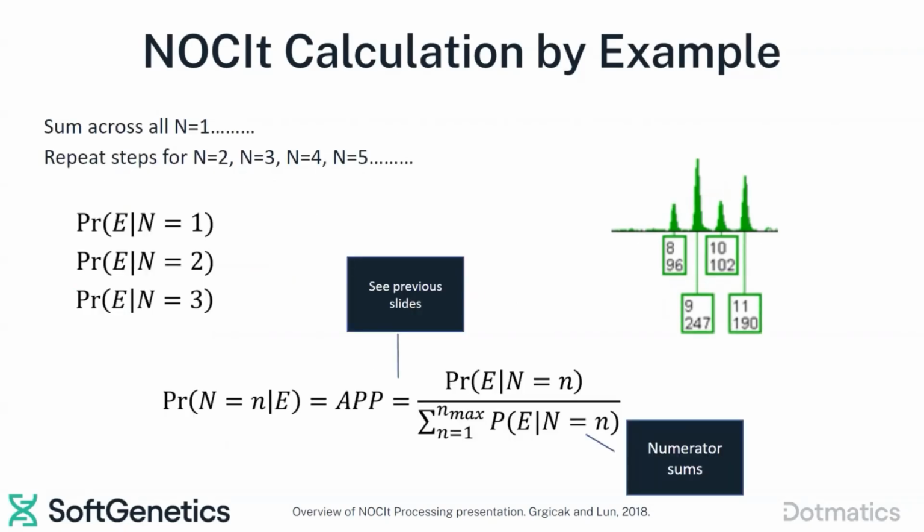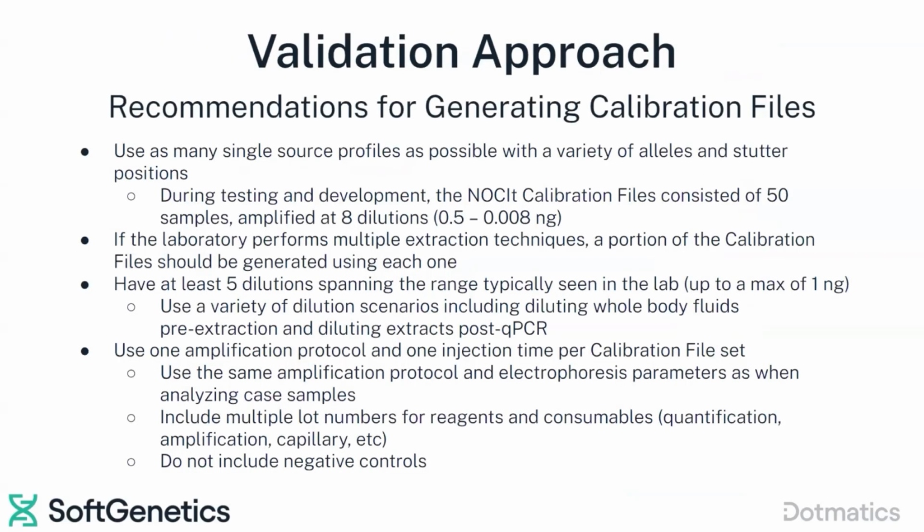So this process is repeated over and over again and sums up all of the n equals 1 possibilities, n equals 2, and so on for all of your n values. NOCIt will generate a report giving the overall probabilities for each one of those possible numbers of contributors that were tested. So now that we've talked about how NOCIt works, we'll take just a little bit of time to discuss the validation and the use of the software.